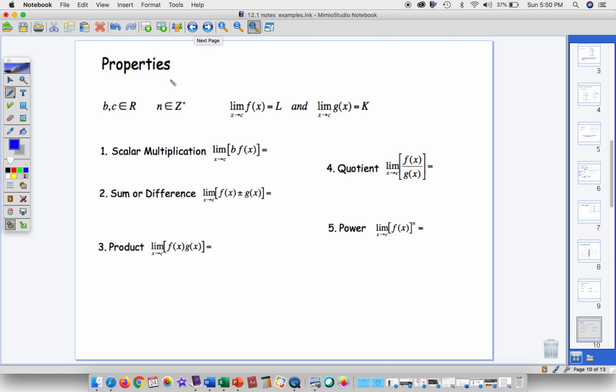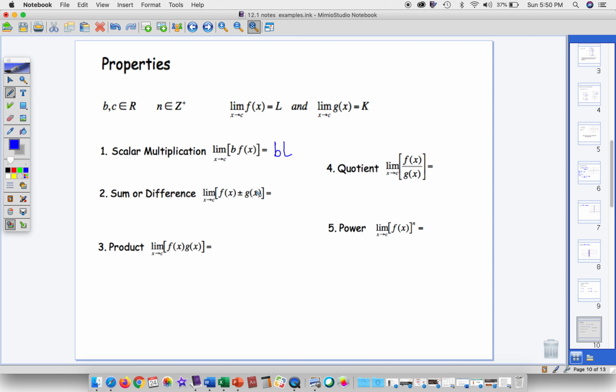The properties, again, same restrictions here. B and c are elements of the reals, and n is an element of the positive integers. We're setting the limit of f of x as x approaches c equal to L, and the limit of g of x as x approaches c equal to k. So for scalar multiplication, the limit as x approaches c of b times f of x would be the same as b times L.